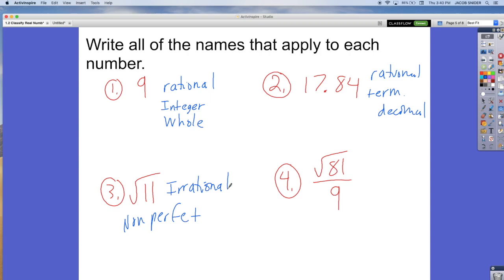Okay? Last one on this page. It looks kind of funky. It has a square root. That's not good. So let's change it. The square root of 81, though, is a perfect square. So if it's a perfect square, I know I have 9 on top, and the bottom actually simplifies to 1. Okay, so now I can get to my classification. So it's rational. It is an integer. It is also a whole number.